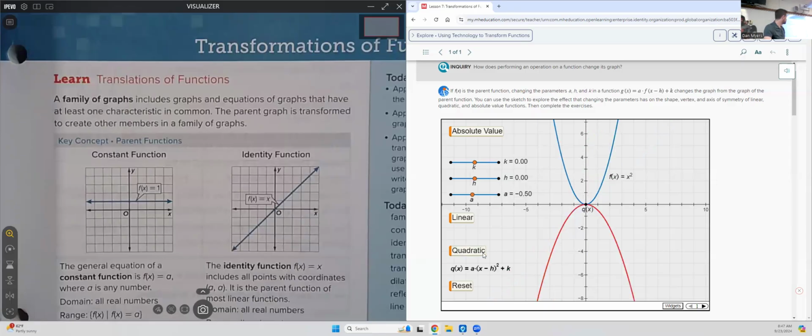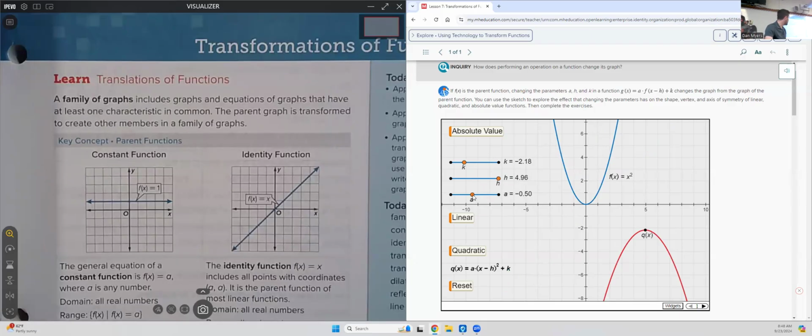For quadratic, let's see if this stuff stays the same. Value of k, moves it up, moves it down. Value of h, moves it left, moves it right. And the values of h and k determine the location of the vertex. H is over here at 4.96, and k is down at negative 2.18. That's the vertex of the parabola.